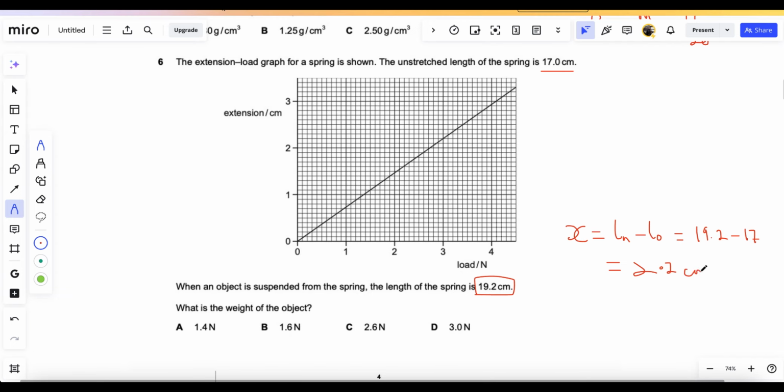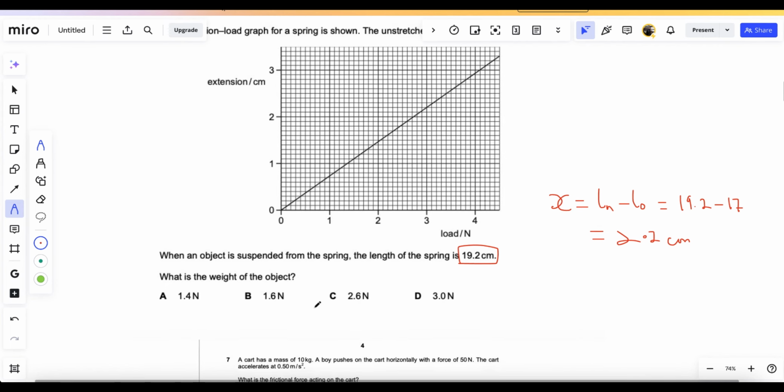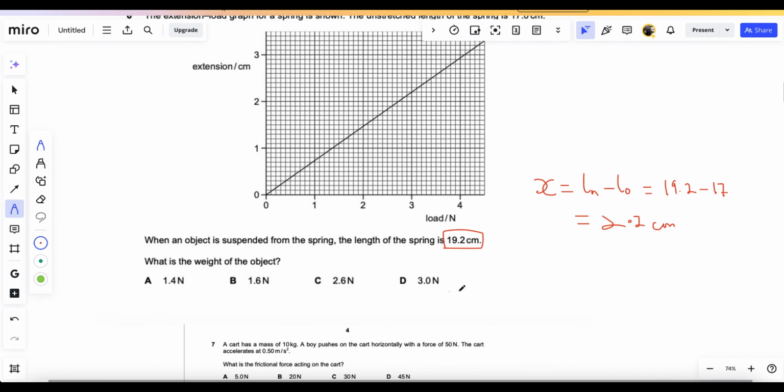Remember, we want to use Hooke's law. Now, what is the weight of the object? According to Hooke's law, the weight, which is called the force, is directly proportional to the extension produced. This is equal to KE, where K is the spring constant.